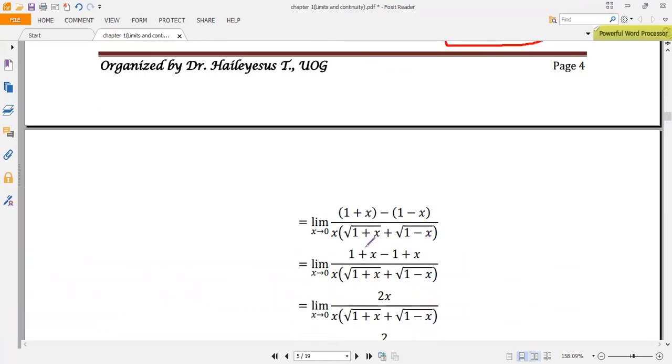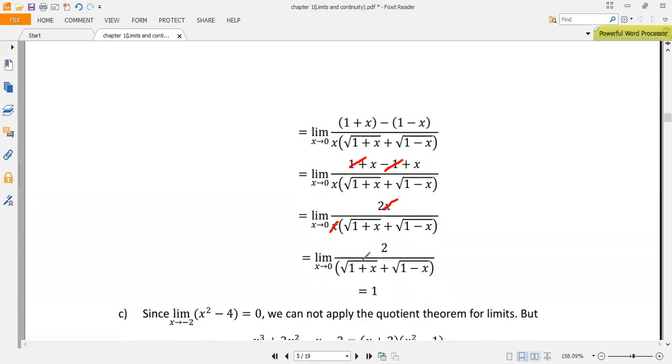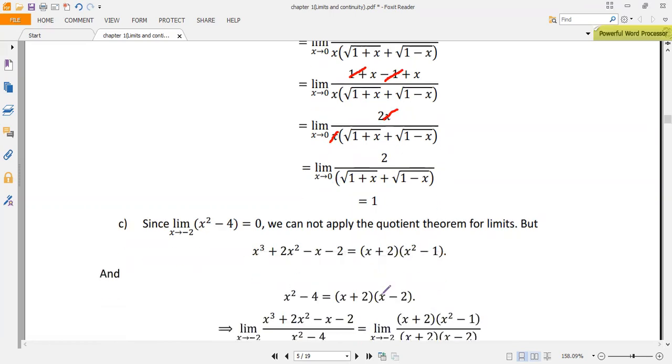So what's left here: the 1 will be cancelled by the 1. What's left is x plus x, which is 2x, over x times the square root of 1 plus x plus the square root of 1 minus x. Now this x will be cancelled by this x. So what's left is the limit as x approaches 0 of 2 over the square root of 1 plus x plus the square root of 1 minus x. When you substitute now, the denominator is not zero, so 2 over 2 becomes 1.